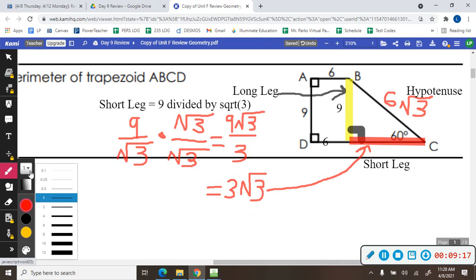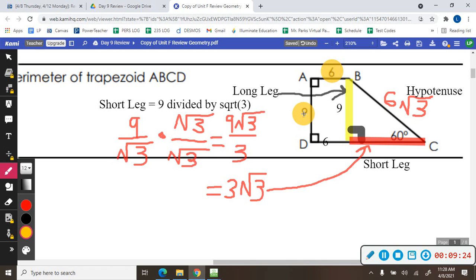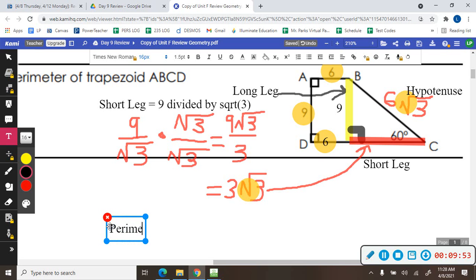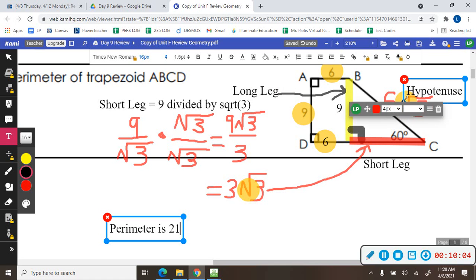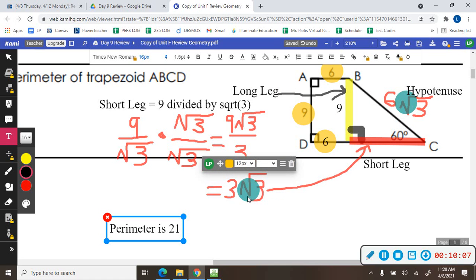And then to get my perimeter, I'm going to add the 6 plus the 9 plus the 6 plus the 3 square root of 3 plus the 6 square root of 3, and see what I get. Notice you don't add the 9 to the radical terms because it's on the outside of the radical. So 9 plus 6 is 15, 15 plus 6 is 21. So I'd get 21. And then I could take 6 radical 3 plus 3 radical 3 would be 9 radical 3.